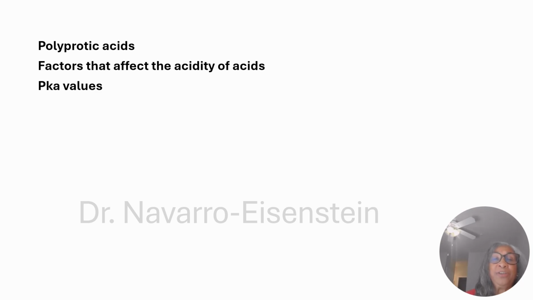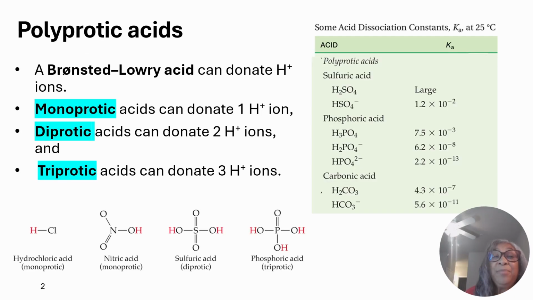This is a continuation of our discussion of acids and bases. In this video, we are going to look at polyprotic acids and the factors that affect the acidity of an acid. In previous discussions, we have used binary acids like hydrochloric acid. Binary acids are monoprotic. They can only donate one proton.